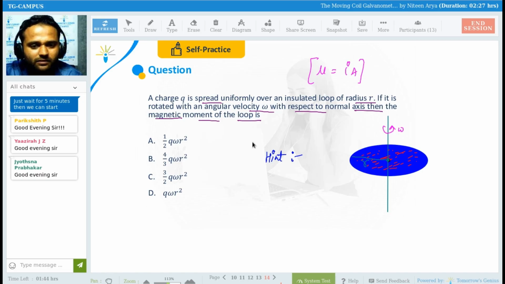Tell me, beta, which one is the correct answer? A, B, C, D, E. Obviously A, E. We have only one option, A. Other than A, B, did anyone find anything other than A also?